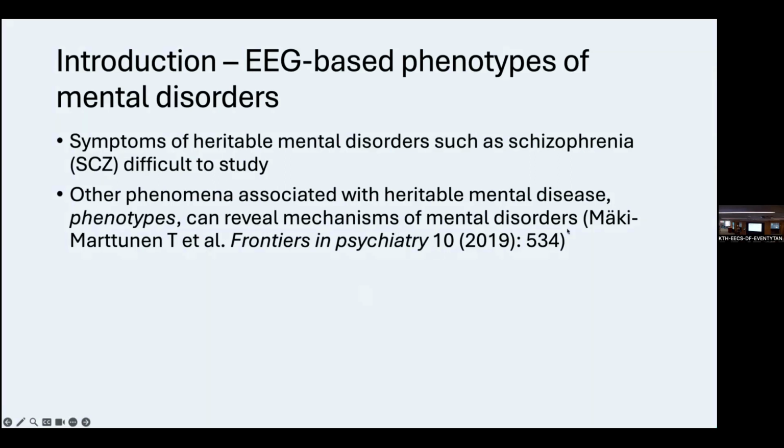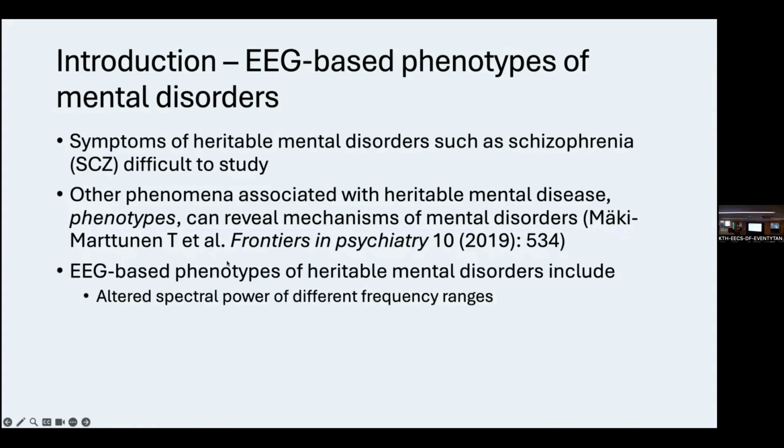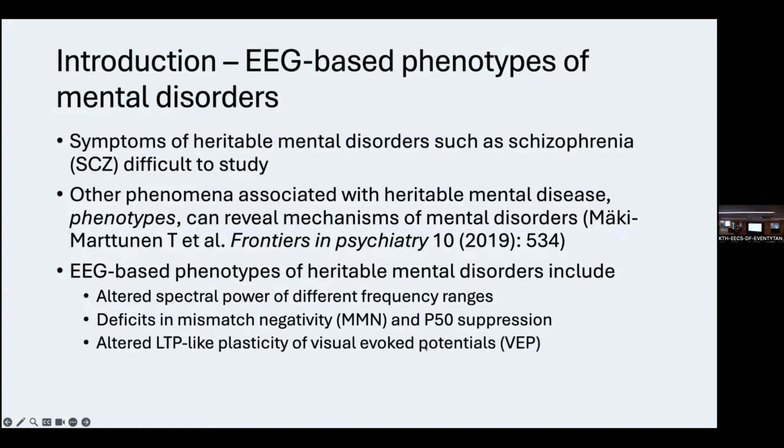And we have discussed this in more detail in this review from 2019. And these EEG-based phenotypes include, for example, altered spectral power. So there's increased or decreased delta oscillation power in different brain areas of schizophrenia patients, and also gamma and probably other frequency ranges as well. And then there are disturbances of these auditory event-related potentials and their derivatives, and also visual event-related potentials. I'll go a little bit in detail to this phenotype.